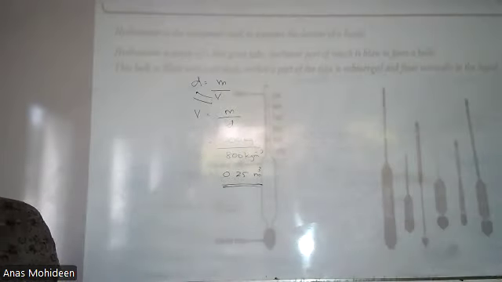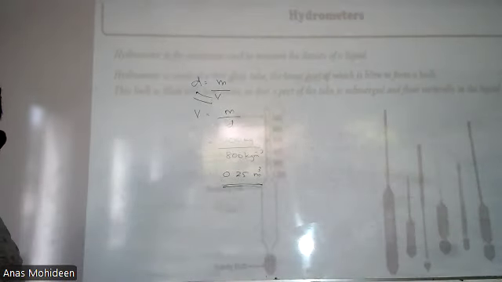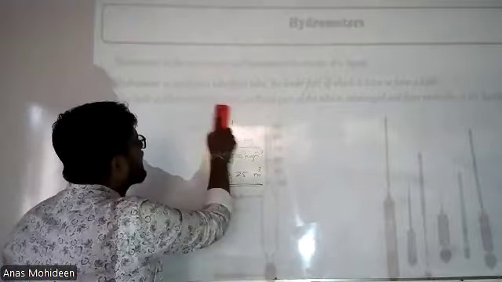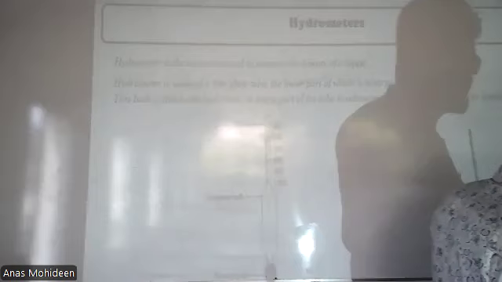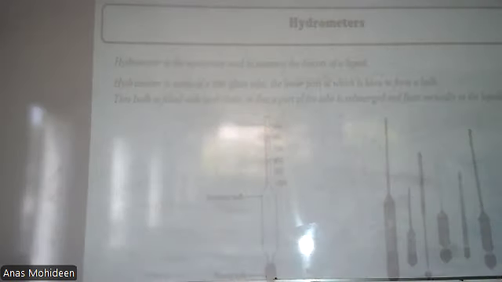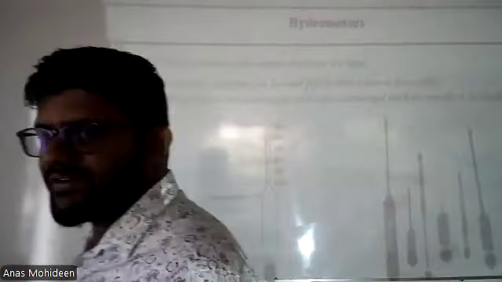Hydrometers. What is this hydrometer? A hydrometer is the equipment we use to measure density. Density measurements are given by hydrometers. And how is it structured? Look at this. Different types of hydrometers are given here, guys.